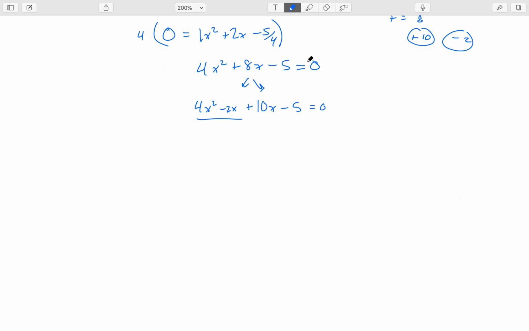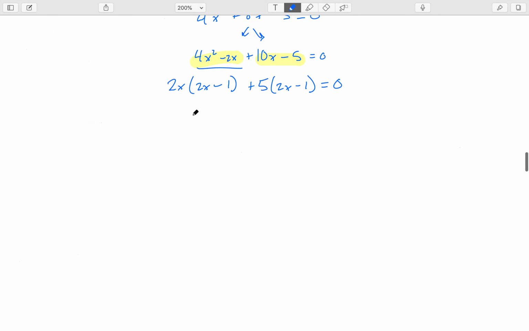These two, I can factor something out of them, right? What can I factor out of these two? I can divide out a 2. I can also divide out an x. 2x, bracket, 2x plus 1. No, minus 1. Okay. What about these two? I should be able to factor something out. I can divide out 5. Bracket 2x minus 1. Hey, sweetness. See that? I've got the same factor. So 2x minus 1 is one of the factors, and 2x plus 5 is the other one.